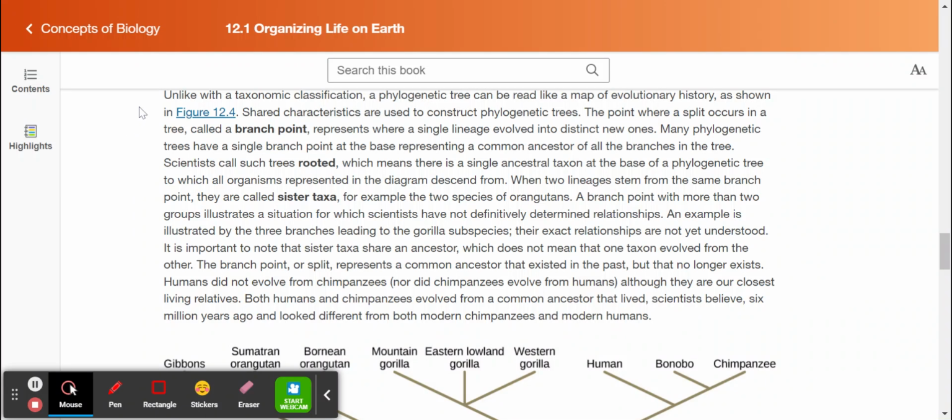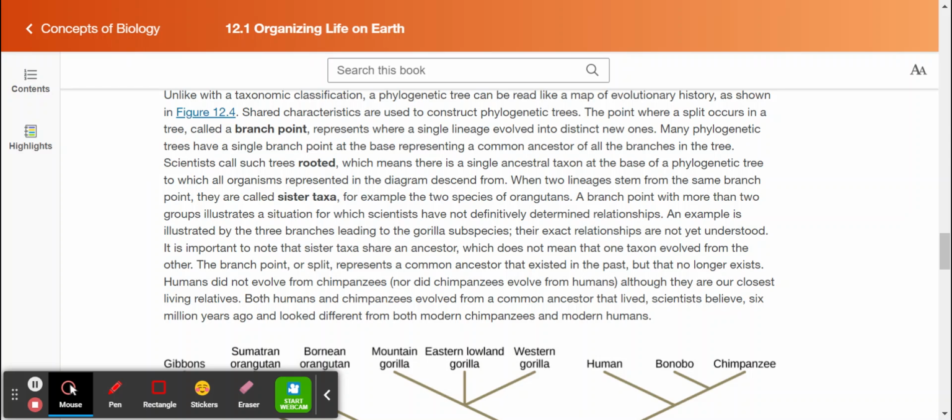Unlike with a taxonomic classification, a phylogenetic tree can be read like a map of evolutionary history, as shown in Figure 12.4. Shared characteristics are used to construct phylogenetic trees. The point where a split occurs in a tree, called a branch point, represents where a single lineage evolved into distinct new ones. Many phylogenetic trees have a single branch point at the base, representing a common ancestor of all the branches in the tree. Scientists call such trees rooted, which means there is a single ancestral taxon at the base of a phylogenetic tree to which all organisms represented in the diagram descend.